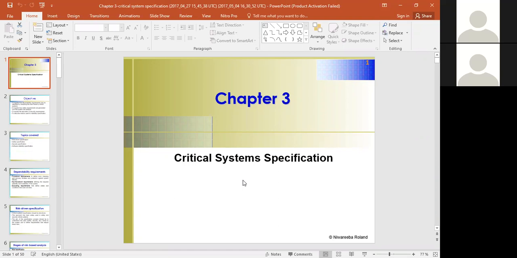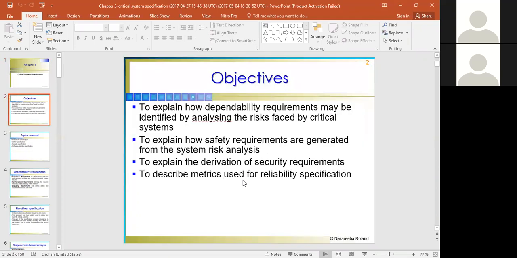Okay. Chapter 3, critical systems specification. Under this, our objectives: explain how dependability requirements may be identified by analyzing the risks faced by critical systems. We're going to analyze the risks and see how you can find out dependability requirements. Remember, dependability involves, as we said, availability, reliability, safety, security.